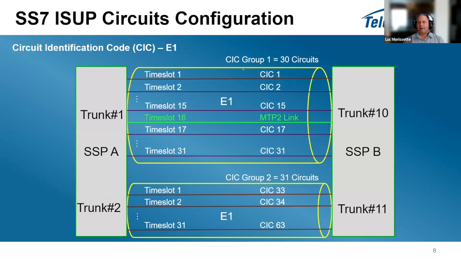Here you see you have circuit group 1. That's just an example of a name, circuit group 1, and it has 30 circuits. But the values of the circuits are 1 to 15 and 17 to 31. Okay, so you're not using CIC 16 because it's the MTP2 link. It's not true, for example, if you don't have an MTP2 link, you can here have 31 circuits, and then you start at a certain CIC value, for example, 33, and you go all the way to 63 here to give you all your valid circuits.